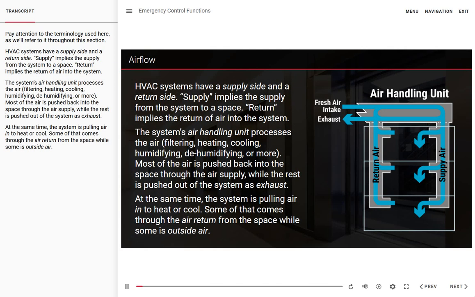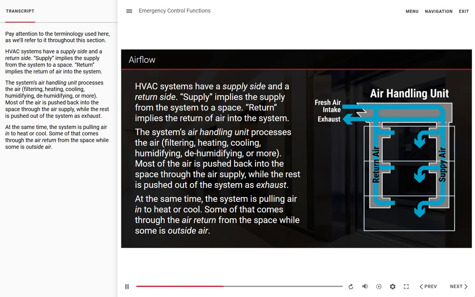Pay attention to the terminology used here, as we'll refer to it throughout this section. HVAC systems have a supply side and a return side. Supply implies the supply from the system to a space. Return implies the return of air into the system.